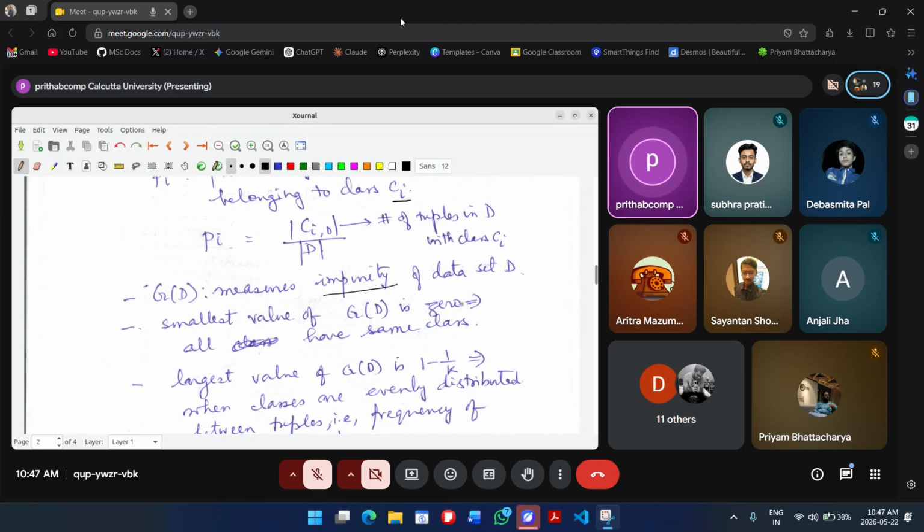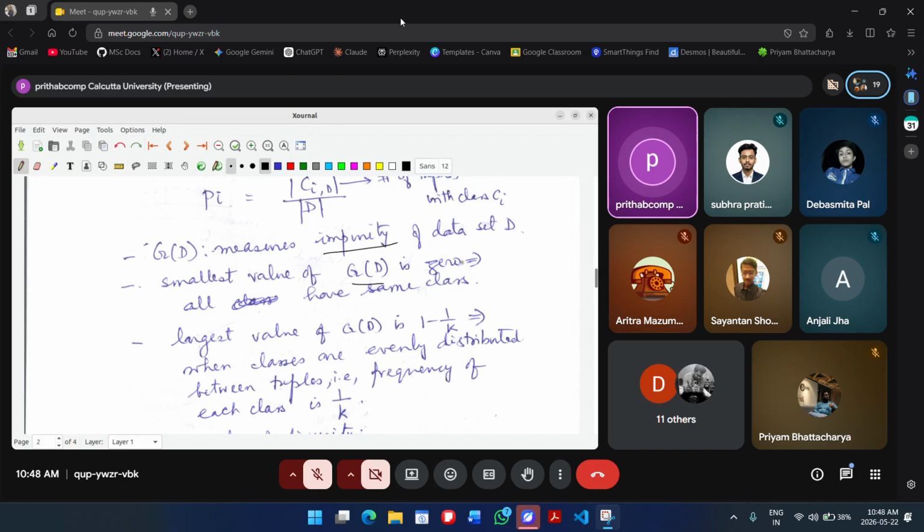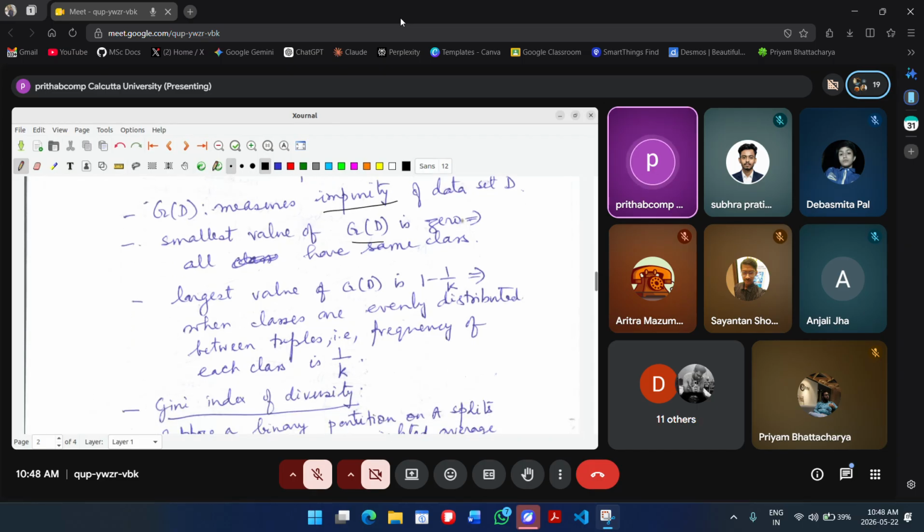So if some other class is in there, that is what kind of impurity we are talking about. Okay. Now the smallest value of this G of D, the Gini index, can be 0. That means all have the same class, no impurity. So that is the meaning of impurity. And the largest value of G of D, what can it be? 1 minus 1 by k.